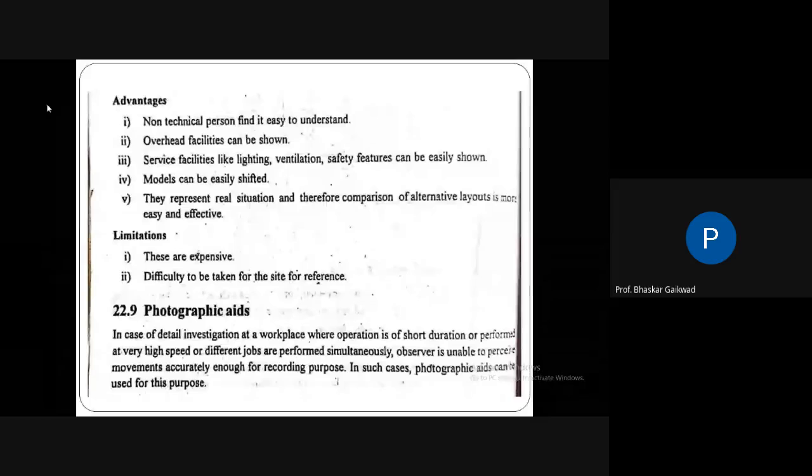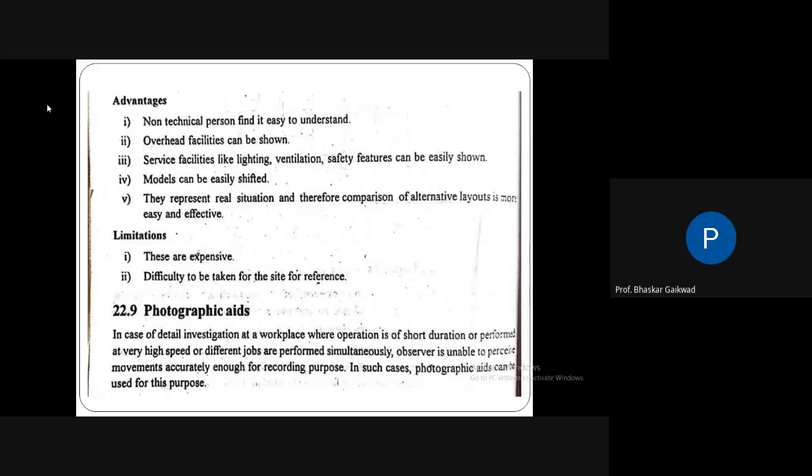Actually, this part is not in the syllabus, but you have to remember where we can use photographs. We can use photographs where high speed is there, or different jobs are performed simultaneously, means bearings, so many bearings manufactured at the same time. Then we can use photographs. It is very difficult to observe, and under that condition we can use these photographic aids.